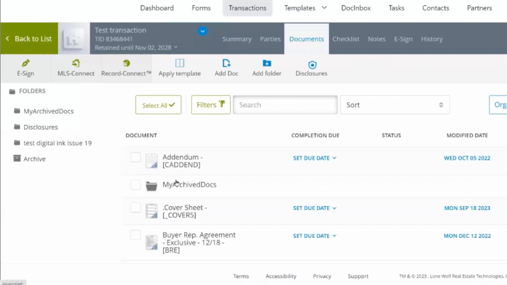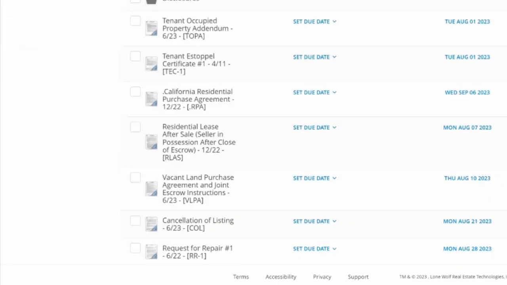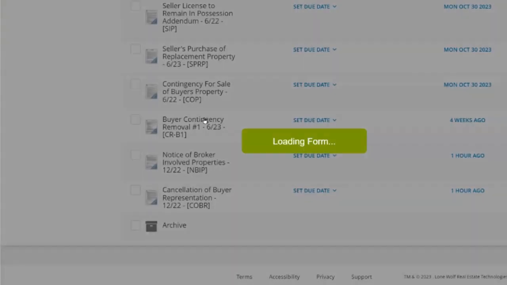Okay. And then the other form that I wanted to show you guys. What was that form called? The NBIP, Notice of Broker Involved Properties. And then we have the cancellation of buyer representation.